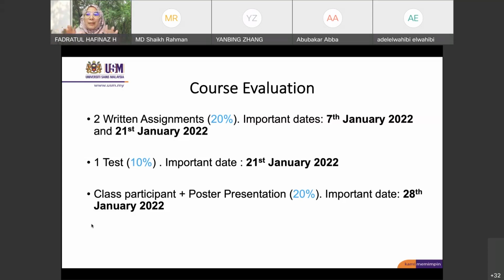To the mixed mode students, please block your calendar, especially on 21st January 2022 and also 28th January 2022. These two are the most important dates for you. So do block early. That is why I'm telling you at the beginning of the class, so that it's easy for you, especially those who are working in the company or in the industry. Because I won't entertain any changes on the test date and also the poster date. All right, so please block your calendar. Clear? Any questions so far?